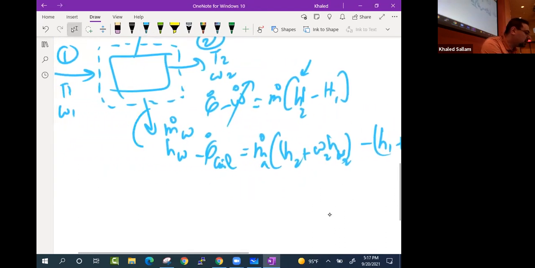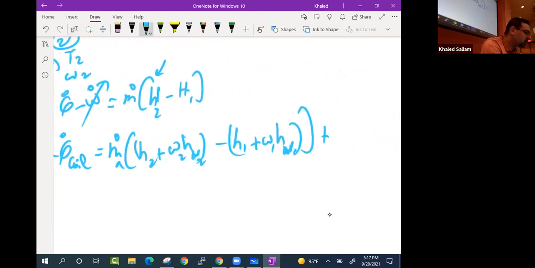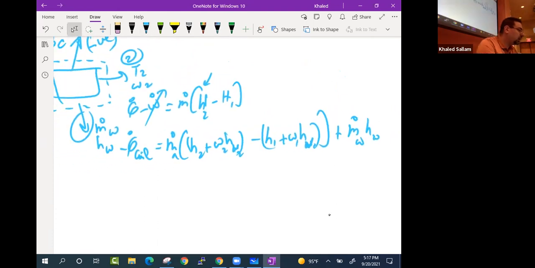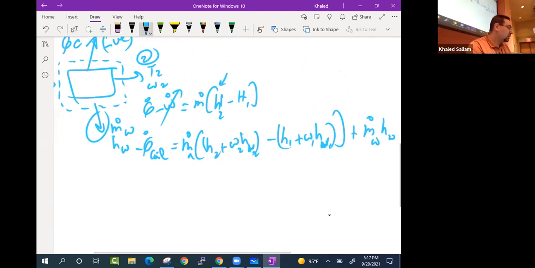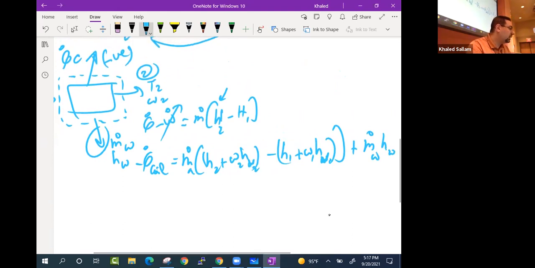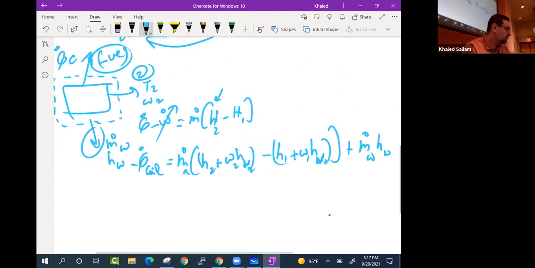And then let's not forget that this guy is also leaving, right? Plus, since it's leaving, plus m dot water, h water. So when I do this, then my Q coil will end up being positive. The actual value would be positive. This will end up being 7 or 8 or 10 kilowatts because I already put the direction in the equation.